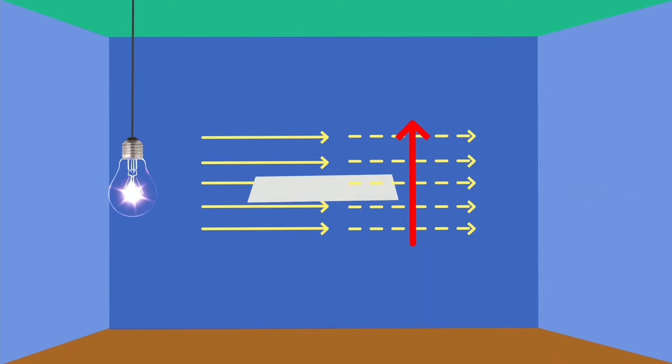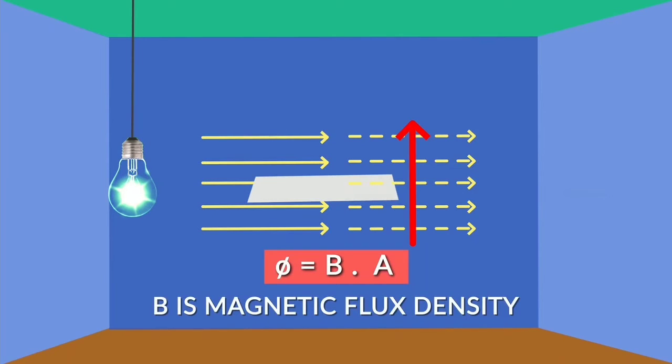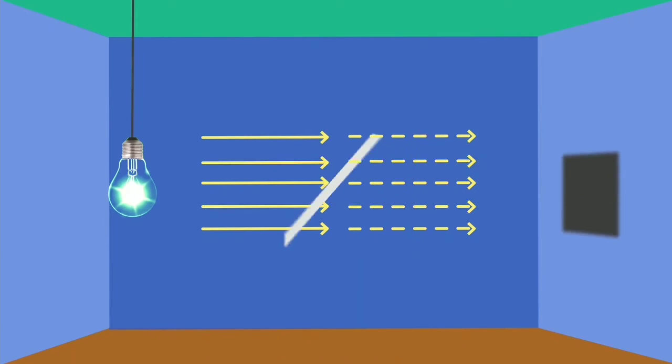Now, the magnetic flux at a point is given by the formula phi is equal to B into A, where B is the magnetic flux density and A is not the area, it's the effective area. You see, we cannot account for the entire area of the object. We can only account for the area through which the magnetic field lines are passing. So, in this case, where the object is tilted, the effective area is reduced than the previous one.